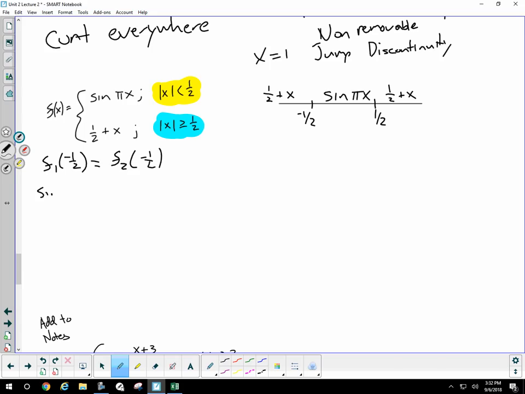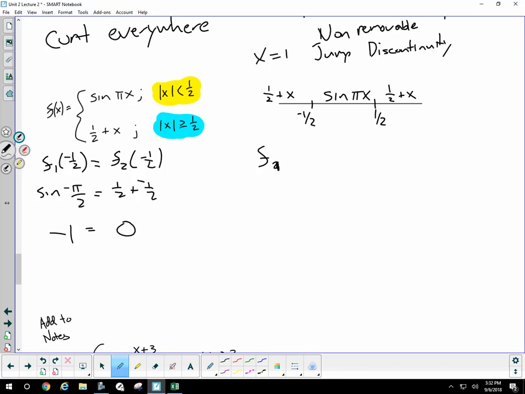I have sine of negative pi over 2. Does that equal 1/2 plus 1/2? Sorry, 1/2 plus -1/2. Sine of negative pi over 2 is -1. 1/2 plus -1/2 is 0. So no.